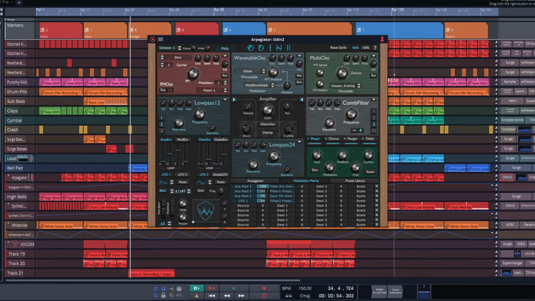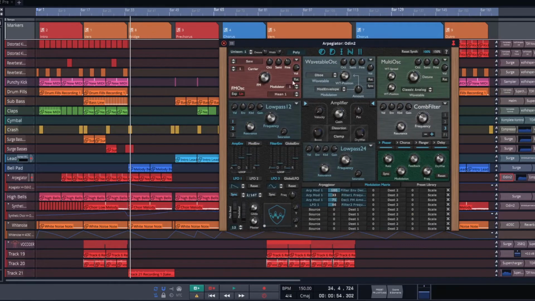So let's talk about the sound generation. The 3 oscillator modules are an FM oscillator, a wavetable oscillator and a multi-oscillator. The FM and wavetable oscillator both go into filter 1 and the multi-oscillator goes into filter 2. The frequency of filter 3 is being modulated by an automation clip inside of Waveform. So let's have a look at the modulation matrix.